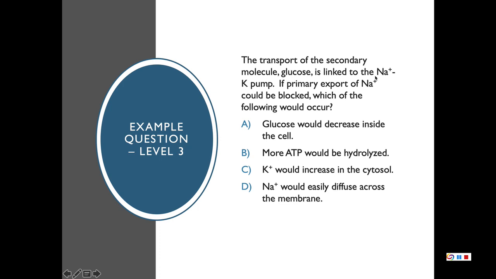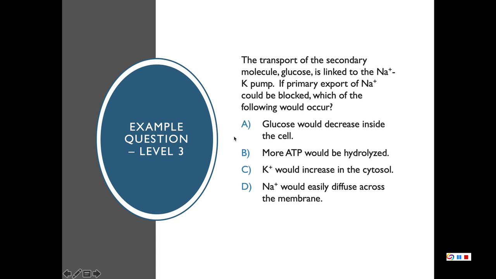Glucose transport is actually linked to the sodium-potassium pump. And so glucose and sodium can be symported back into the cell. So sodium can come into the cell, and in that process, it's going to bring glucose in with it. And that means that the glucose transport is linked to the concentration of sodium. And so in this hypothetical example, we're going to say if primary export of sodium could be blocked, if we can block the export from the cell in the primary active transport mechanism, what would happen to the cell?